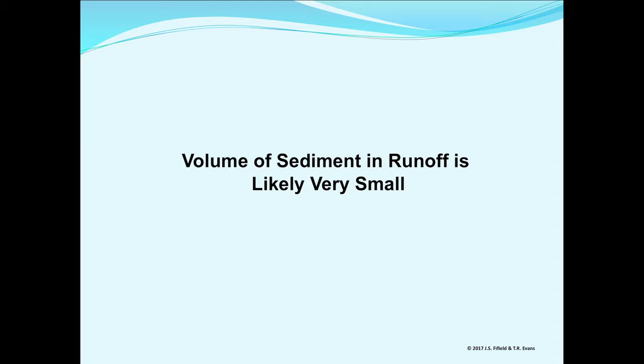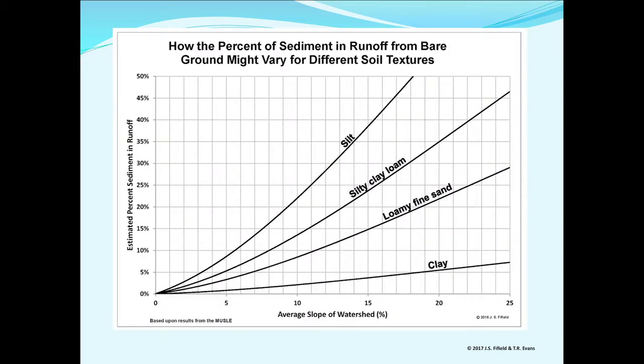Volume of sediment runoff is very, very small. Bottom: average slope of the watershed, the estimated percent of sediment in runoff. It's just a math calculation. If we go about 5%, look how little it is. That's relatively flat.